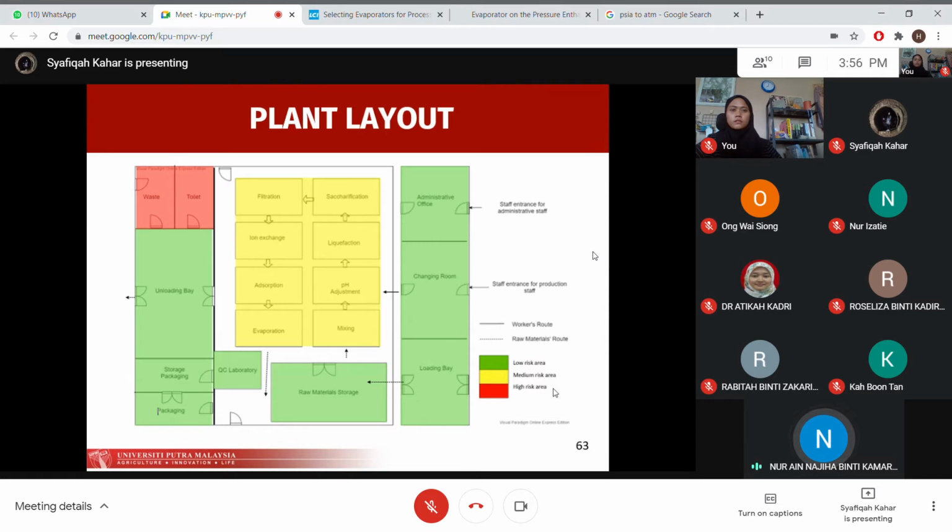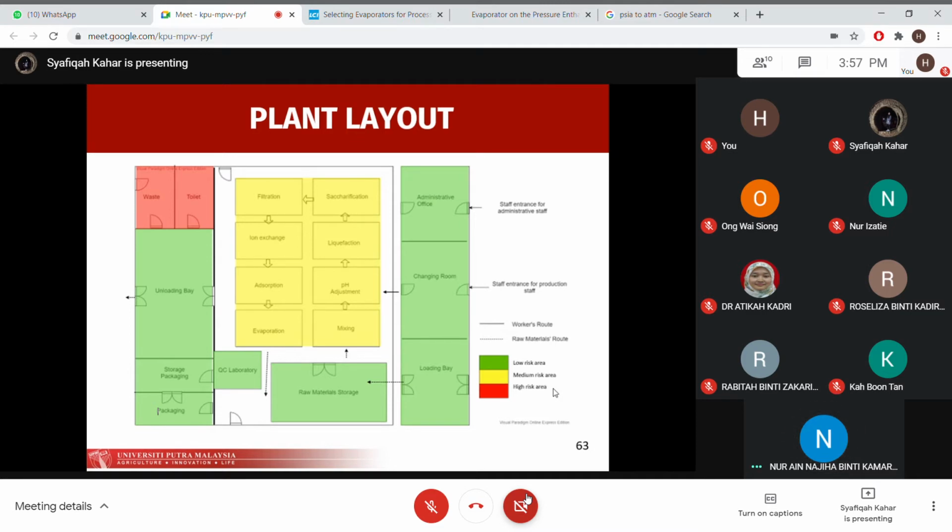First, parts input and output are very close together, so that handlers can drop off raw materials on the same trip and pick up finished products. It can also eliminate unnecessary work-in-process space and make it simpler to supervise and visually monitor operations. It is also divided into three risk areas, which are the low risk area, medium risk area, and high risk area, for the hygienic zoning program. Okay, next.